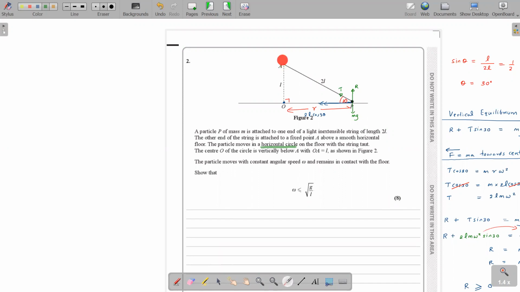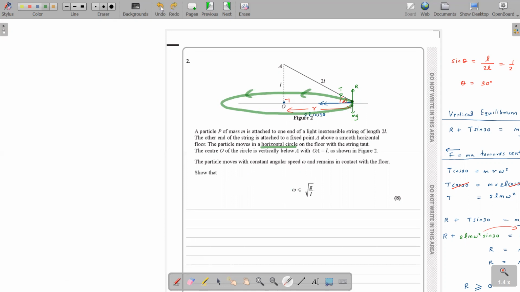So you have this is the point where one end of the string is fixed. This is the other end, and at the other end this is the end where you have the particle, and this particle is going to rotate in a horizontal circle. Okay, so it's gonna move in a horizontal circle. That's what you have here. Okay, so this O is the center, and around O it's gonna move in a horizontal circle. Okay, guys, so you need to now show that this inequality holds.